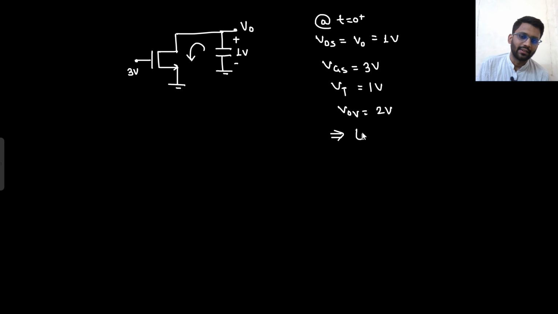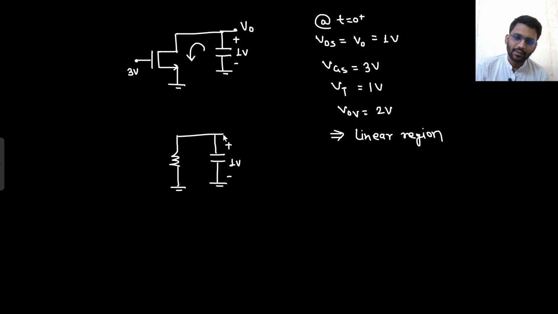It is working in linear region. You can see it directly because VDS is lesser than V overdrive. So it is working in linear region, so it can be replaced with the resistance. If it is replaced with the resistance, what will happen? The capacitor will discharge.